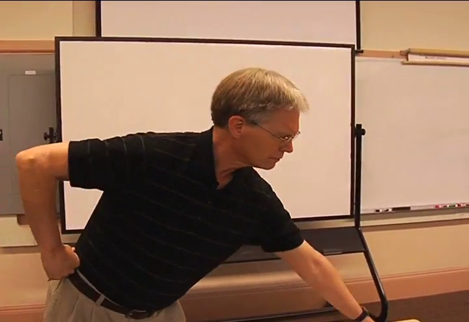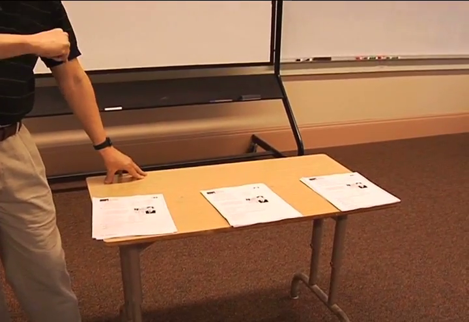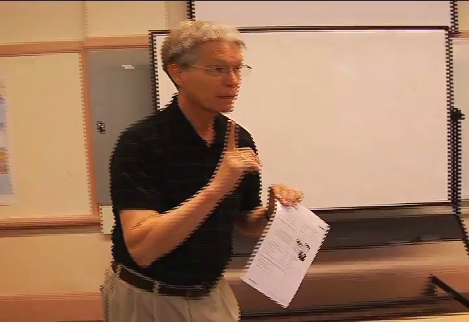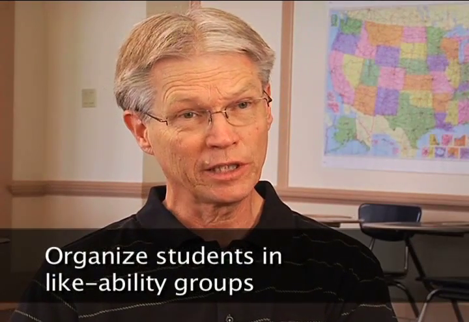Another way to address the problem of different ability levels is to have different grouping strategies within the class. I'm going to have you decide, do I want this one, or do I want this one, or do I want this one? You are going to come up to the table, take one worksheet, only one. Grouping is organized so that students sit in like ability groups and they actually move to different sections of the room. And then I'm going to have you move.